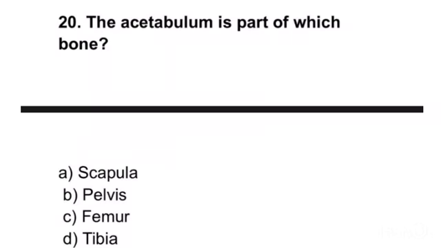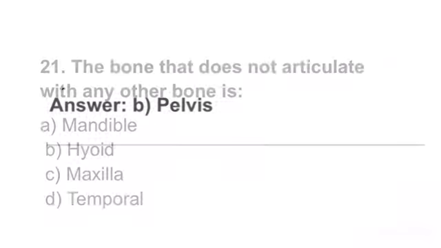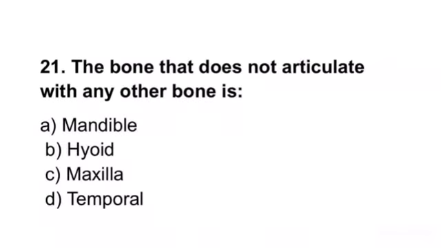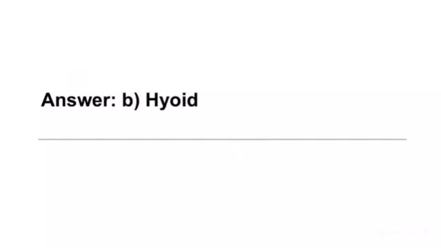20. The acetabulum is part of which bone? A. Scapula. B. Pelvis. C. Femur. D. Tibia. Answer: B. Pelvis. 21. The bone that does not articulate with any other bone is A. Mandible. B. Hyoid. C. Maxilla. D. Temporal. Answer: B. Hyoid.